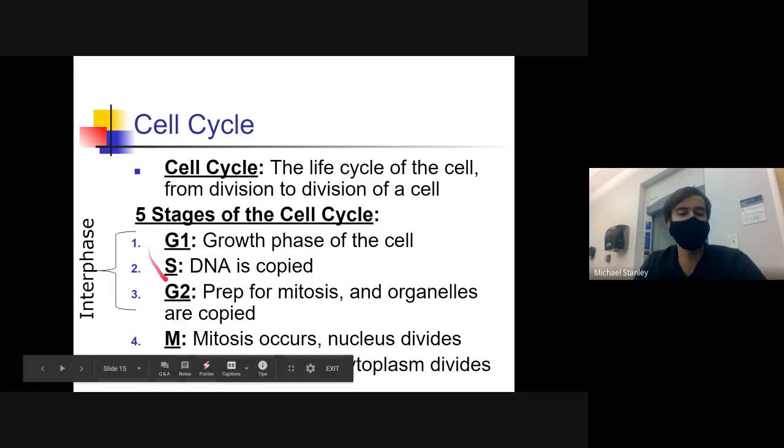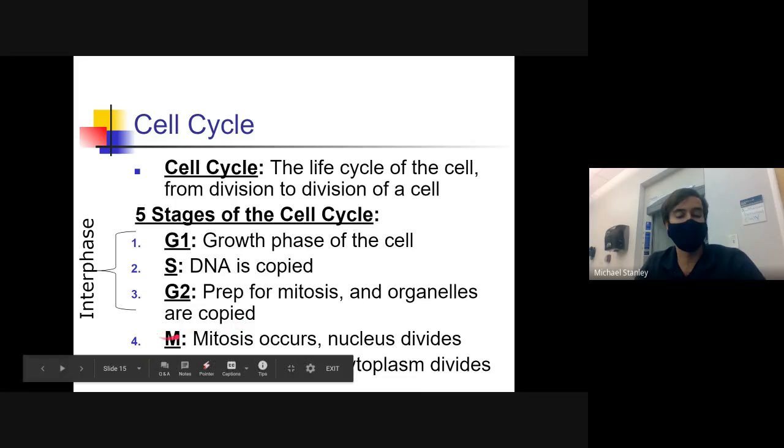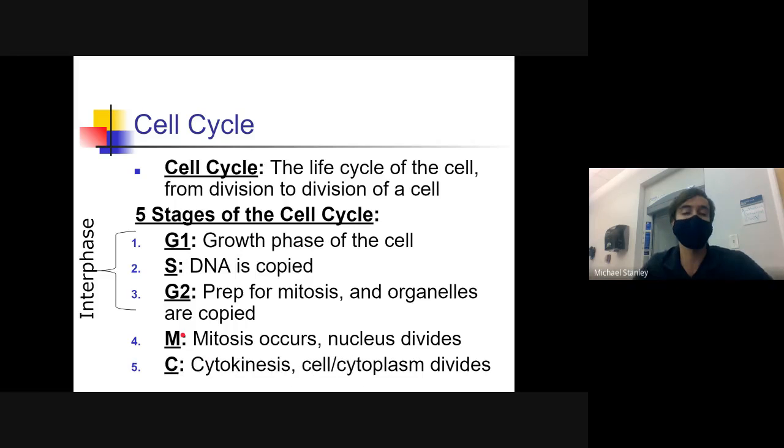So G1 and G2 are sort of our in-between growth phases. S is where we copy the DNA. And then M is where we split the cells apart. And C is where we do the final cut to make them into 2 different cells.